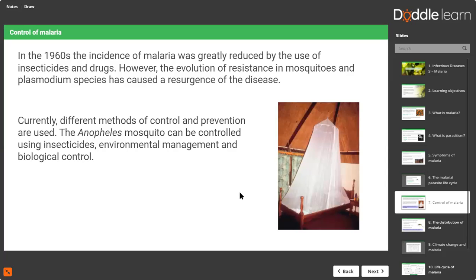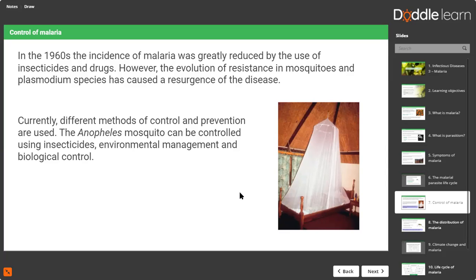So currently we use lots of different methods of control and prevention. And there's a big push on prevention. There's lots of illnesses, but especially for malaria, we can cure it, but if we can prevent it, that's a lot better. We will not have to cure as many people, and the fewer people we have to treat means we're giving the parasite less chance to evolve and become resistant to the different medications we're treating people with. So the Anopheles mosquito can be controlled using insecticides, because that will kill the mosquito, which means the parasite inside it will die with it because we're killing the vector. So it's all about trying to prevent the vector reaching us.